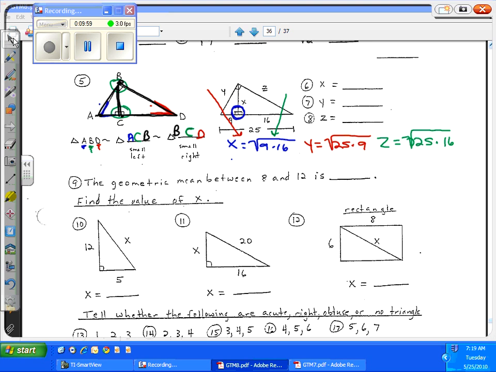Now square root 9 is 3, and square root 16 is 4, and 3 times 4 is 12, so x equals 12. Square root 25 is 5, square root 9 is 3, 5 times 3 is 15.